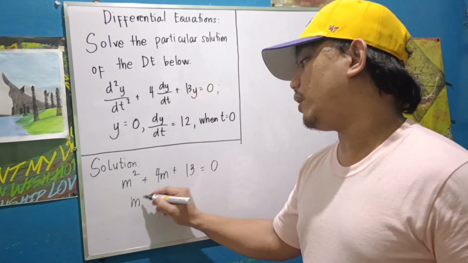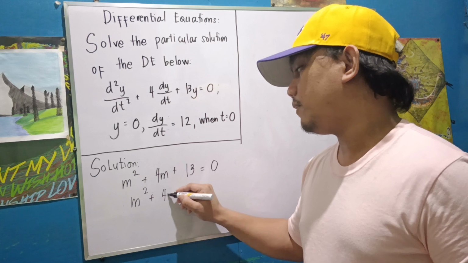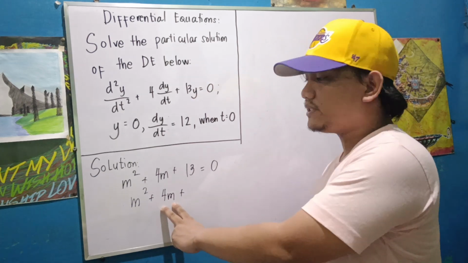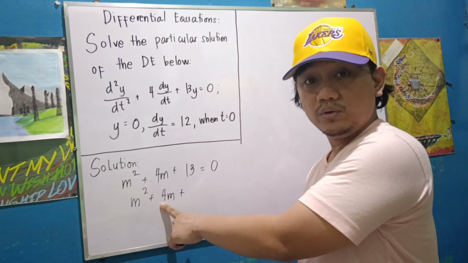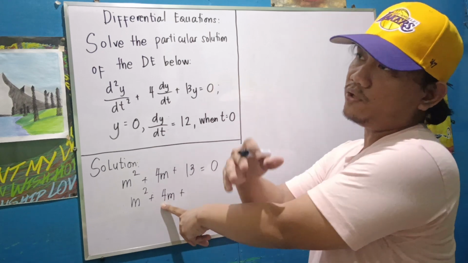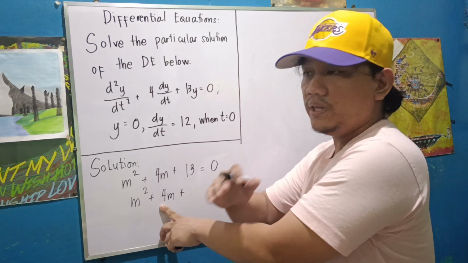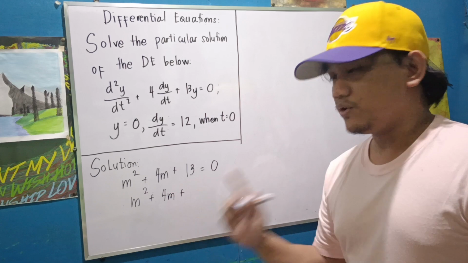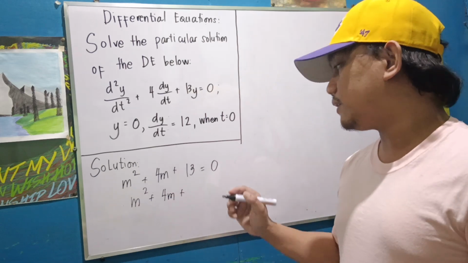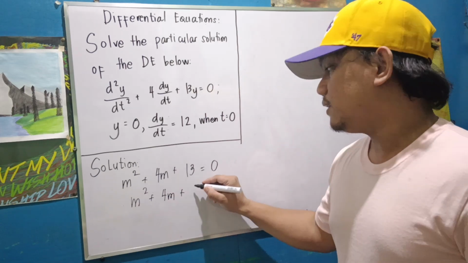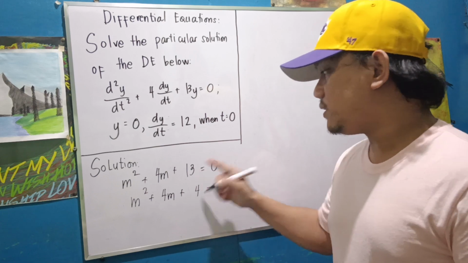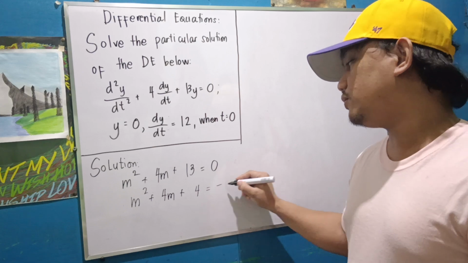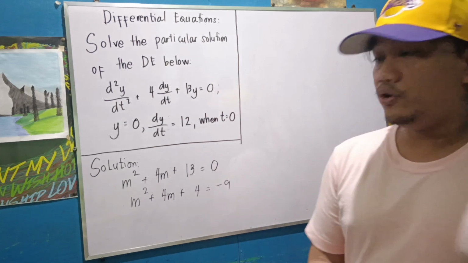So as we all know, m squared plus 4m, ano yung idadagdag natin dito para maging perfect square trinomial siya? So 4 divided by 2. Kasi if maalala natin yung concept ng completing the square, we divide the coefficient of the linear term by 2 and then square it. So 4 divided by 2, that's 2. And then that's to be squared. So that is equal to 4, dahil ito 13, so maglagay tayo dito ng 4 minus 13, or that's negative 9. Ganun lang po siya.